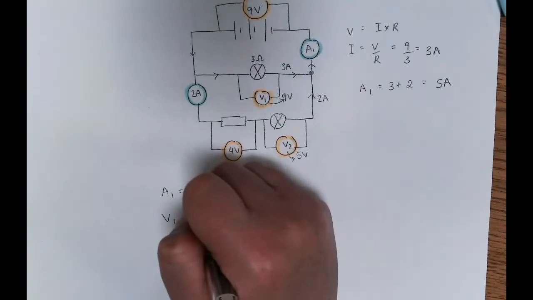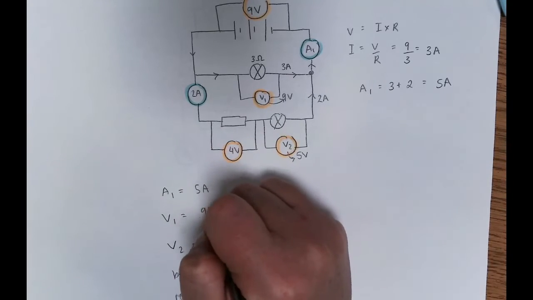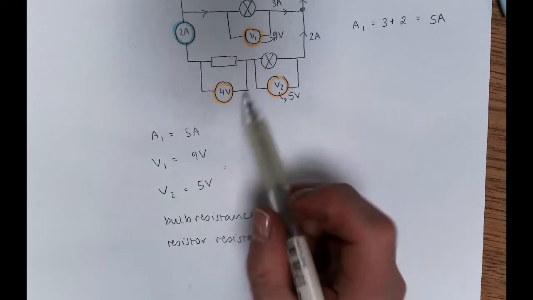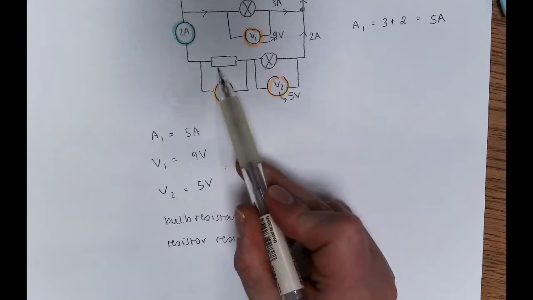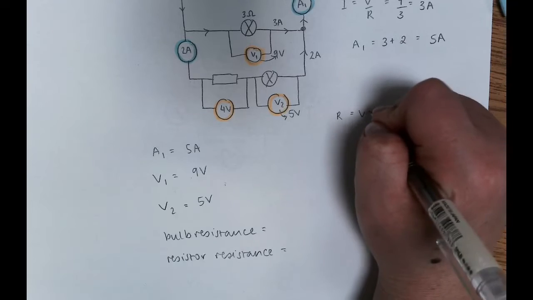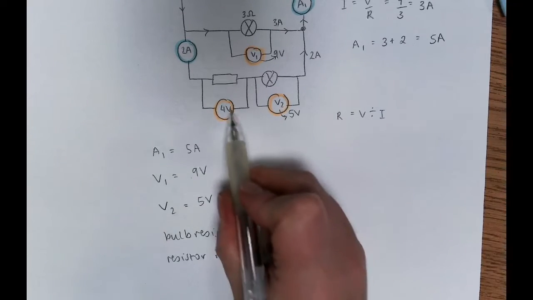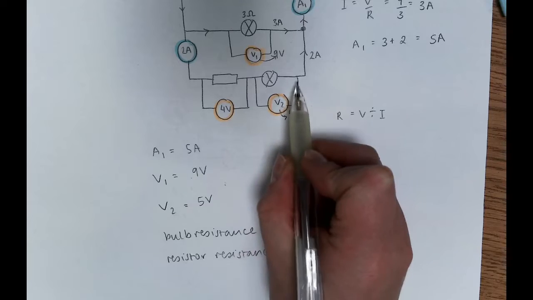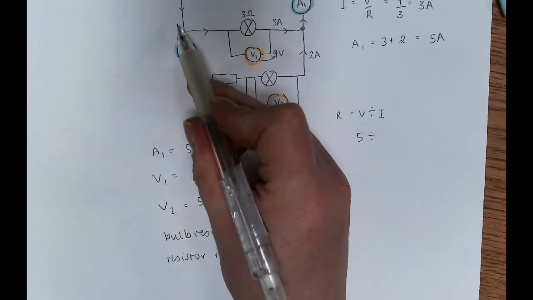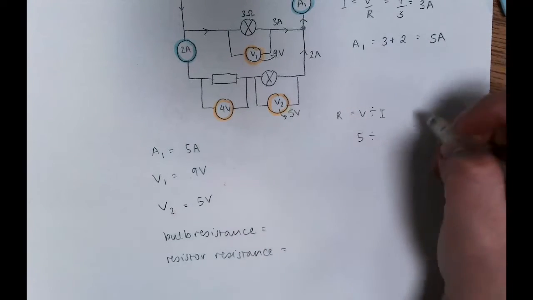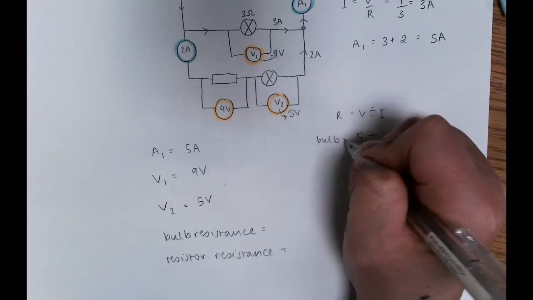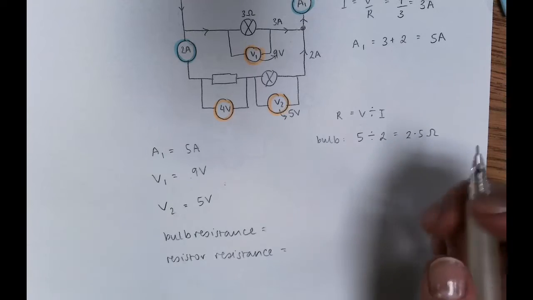Okay, so for A1 we had 5 amps, for V1 we had 9 volts, for V2 we had 5 volts. It then asked us to find the resistance values of these two components. Now, resistance R is V divided by I. For the light bulb, the voltage dropped was 5 volts and the current flowing through it was 2 amps. So for the light bulb, the resistance was 2.5 ohms.